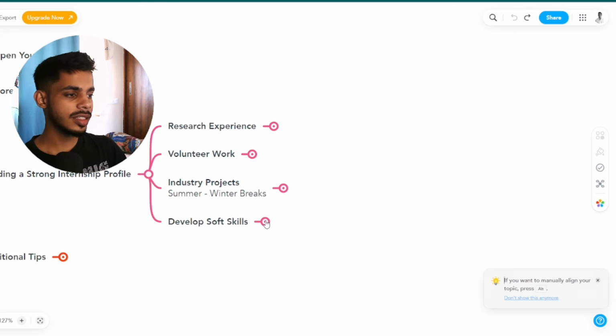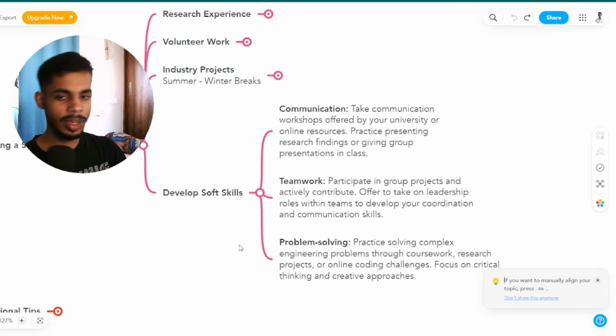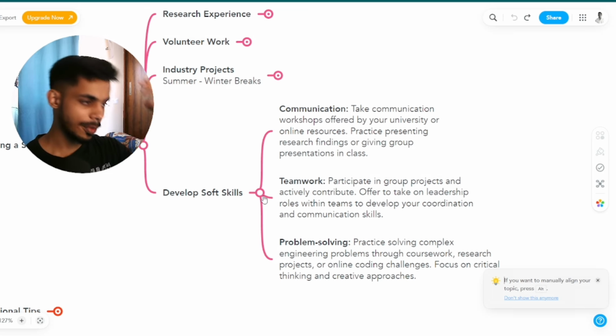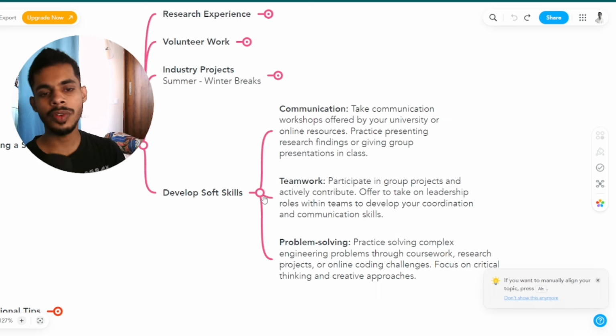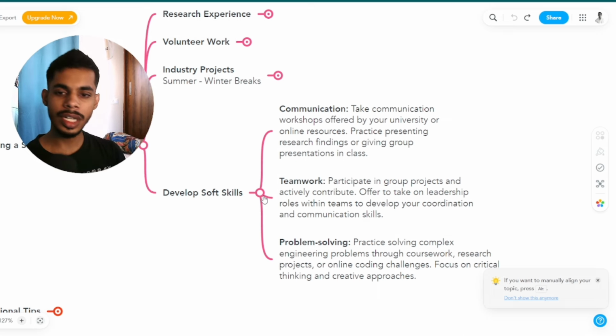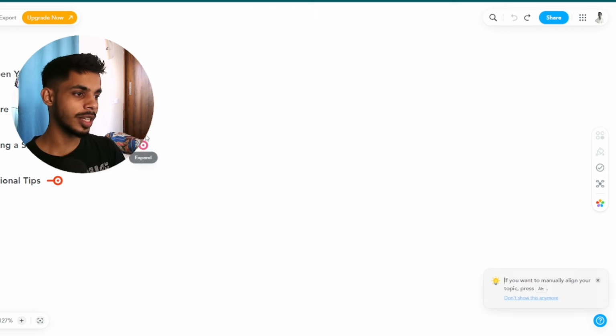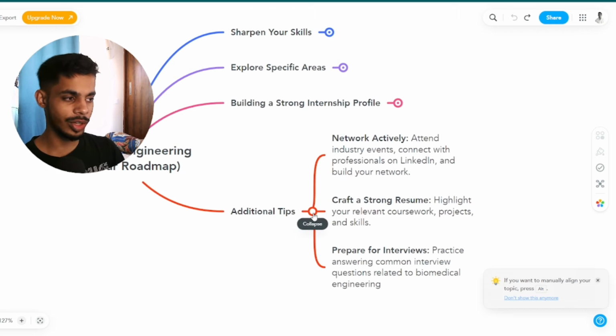And then last, develop your soft skills. Improve your communication skills, improve your teamwork skills, and improve your problem-solving skills. You have to find courses for this. Just go to Google and type free communication workshop, free teamwork workshop, free problem-solving workshop. Every day there are a lot of similar workshops happening all across India. So all you have to do is search for it on Google, attend it, and implement whatever you are learning in those workshops.